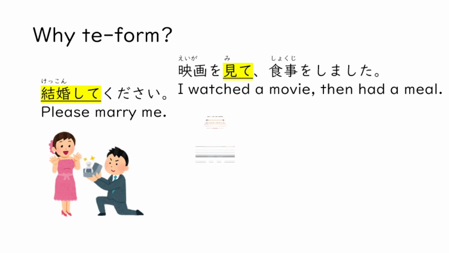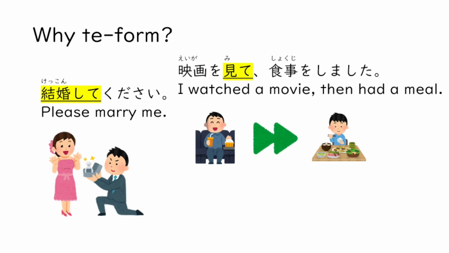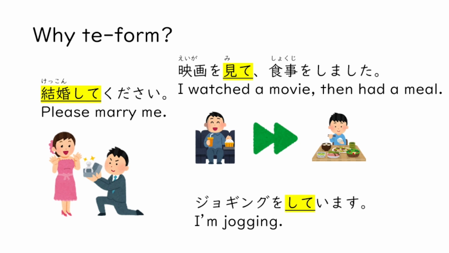映画を見て食事をしました. I watched a movie, then had a meal. You can also use the te form to describe a sequence of actions. ジョギングをしています. I'm jogging. Te form plus います can describe ongoing actions. There are many sentence structures that require the te form, making it one of the most fundamental and important conjugations in the Japanese language.